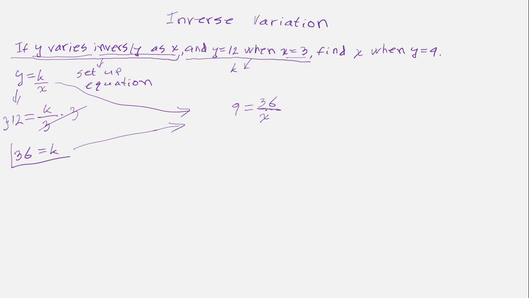This fraction line means divide by x. So that means we will have to multiply by x to get the x out of the denominator. So these cancel out and we end up with 9x equal to 36. All we need to do is divide both sides by 9 and we get that our x is equal to 4. That's it. That should be the way to solve inverse variation.